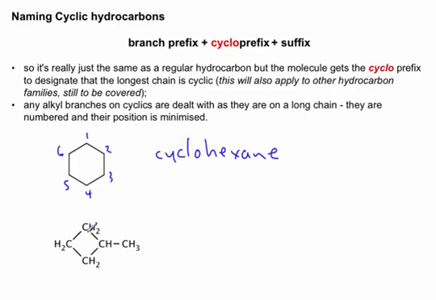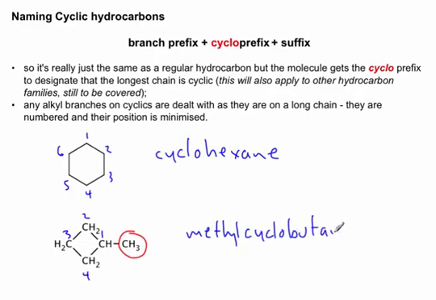In the second example, I have the longest continuous chain being this ring. I'm going to start numbering from where a branch is, because that minimizes the position of the branch. Here's my ring. It's 4 carbons long, so that's a cyclobutane. And on carbon 1, I have my methyl branch. Now, if this is the only branch, I don't need a number. So I can just call this methyl cyclobutane.